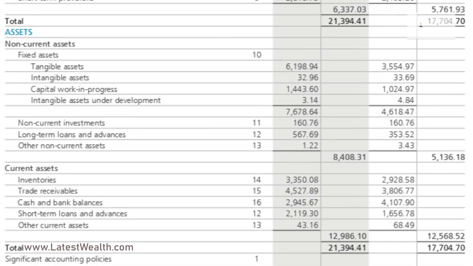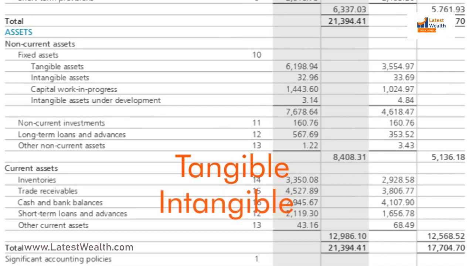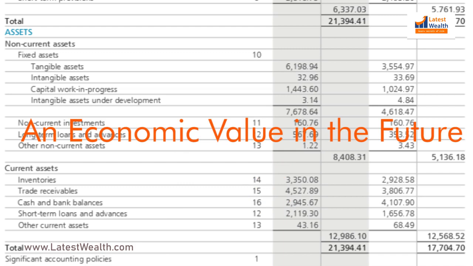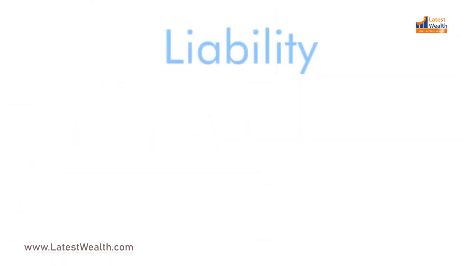In the earlier class we discussed assets, both tangible and intangible assets owned by the company. An asset is a resource controlled by the company and is expected to have an economic value in the future. Typical examples of assets include plant, machinery, cash, brands, patents, etc. Assets are of two types: current and non-current. We'll discuss that afterwards. Now let's come to liability.